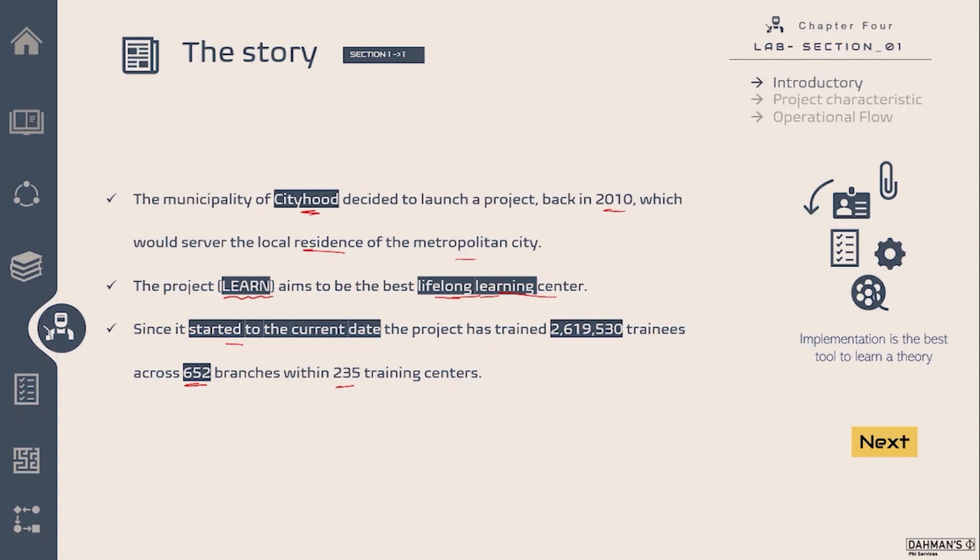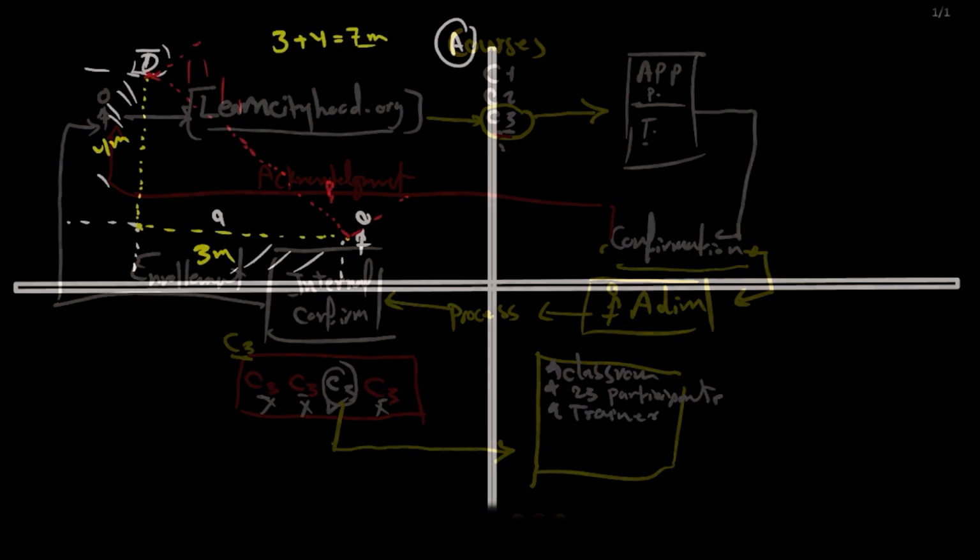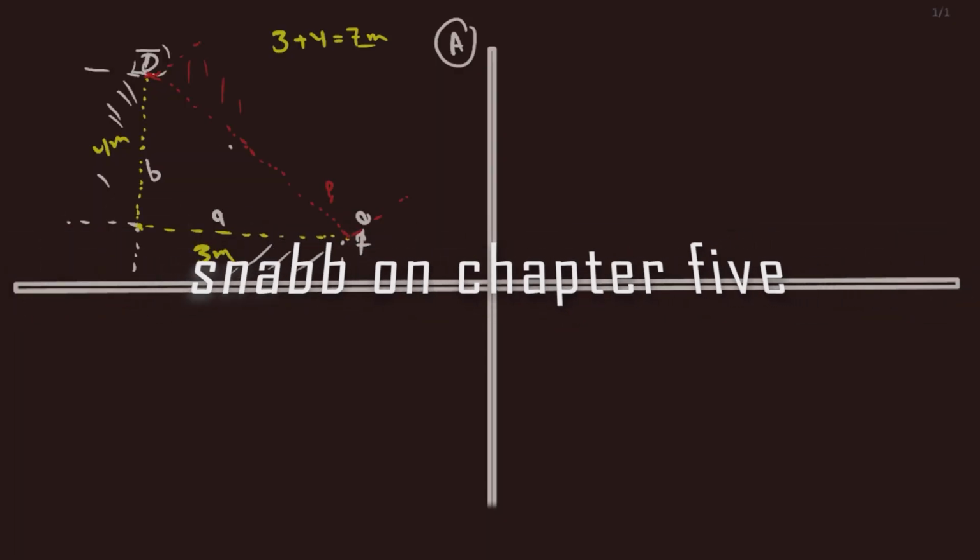Now, this is a quick introduction about the story or the institution that owns the project. First, the classroom must be equipped. Second, they only accept 23 participants. So each classroom will have an admission of only 23 participants, and there will be a trainer, A, and this is B, and this is C.